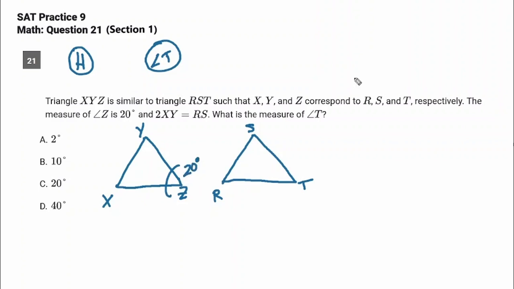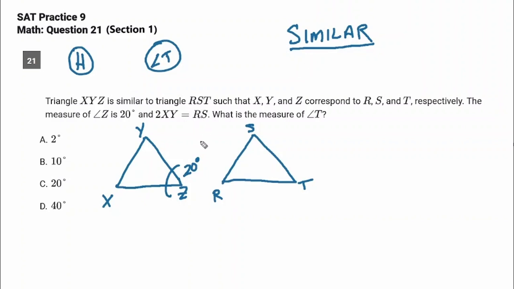But the most important word here is similar. Guys, Evil Testing Service gets so much mileage out of the word similar, they must like own stock in the word similar. They use it all the time. Similar means basically the same. A good way to remember what similar means is it means that the shapes are the same. So these triangles have the same shape.